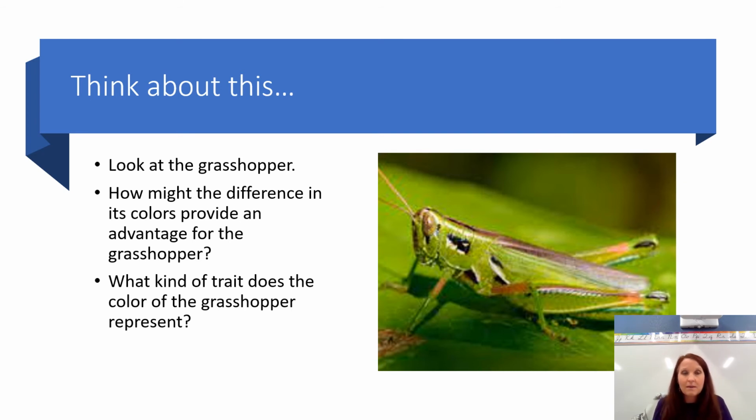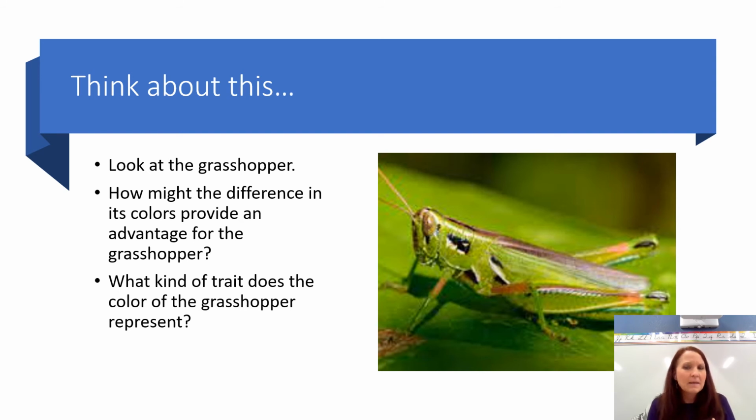I want you to think about that, and I want you to fill out this box at the bottom of your paper. Why does that grasshopper have an advantage because it has different colors? How can it help it? And then I want you to think about this. The colors that this grasshopper has, what kind of trait does that represent?